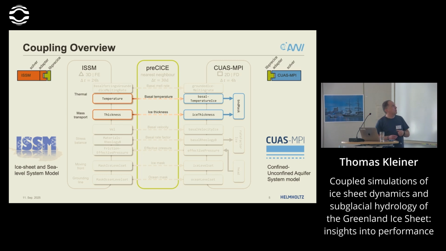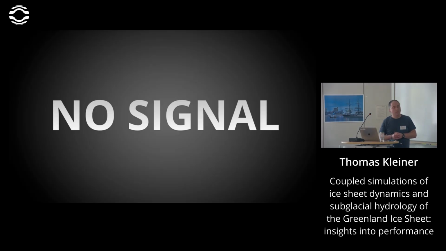We further use the temperature from the ice sheet model. That's an absolute temperature. We convert it to a pressure-corrected temperature to decide if the base is frozen to the ground, because then we don't assume an active hydrology there. With all this information, we then update the mask where CUAS is working on. This happens in every coupling window.